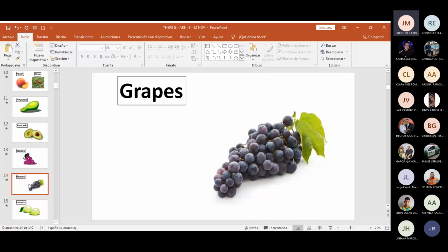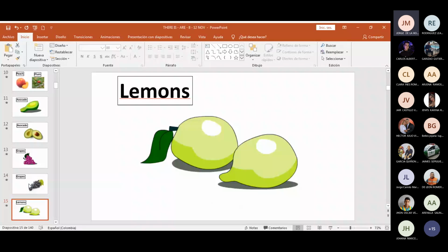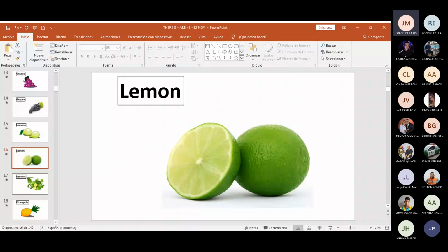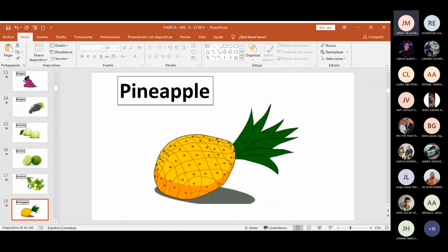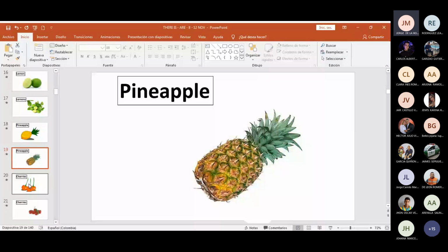And also we continue with the lemons. Lemon for the sancocho, or maybe lemon for the fish, that is also very delicious. Here we have the lemon. In plural, you are going to have a lot of lemons. But they are nice. And also we have the pineapple, students. Pineapple.